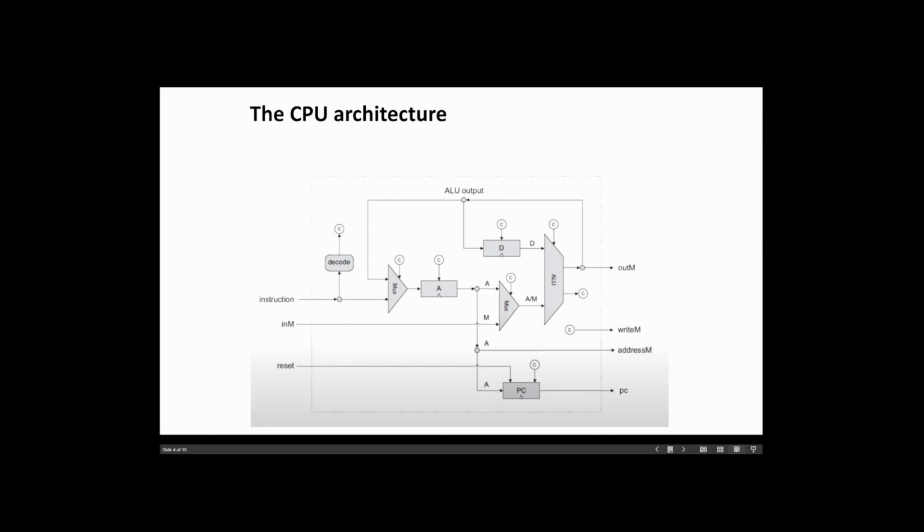The program counter holds the address of the next instruction, which will then be fetched, decoded, and executed by the CPU in the next cycle.